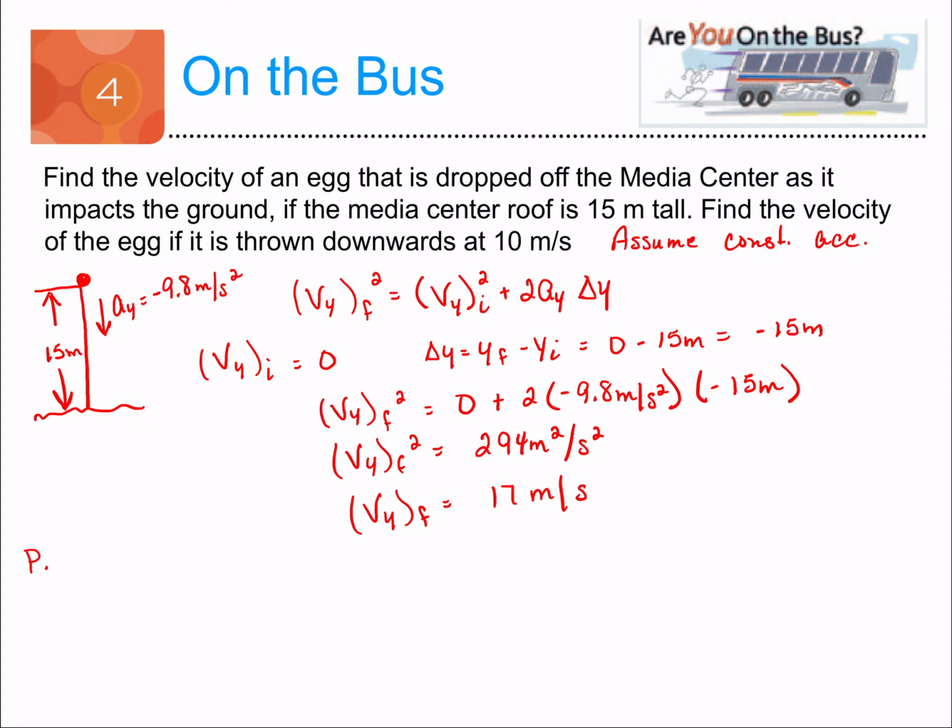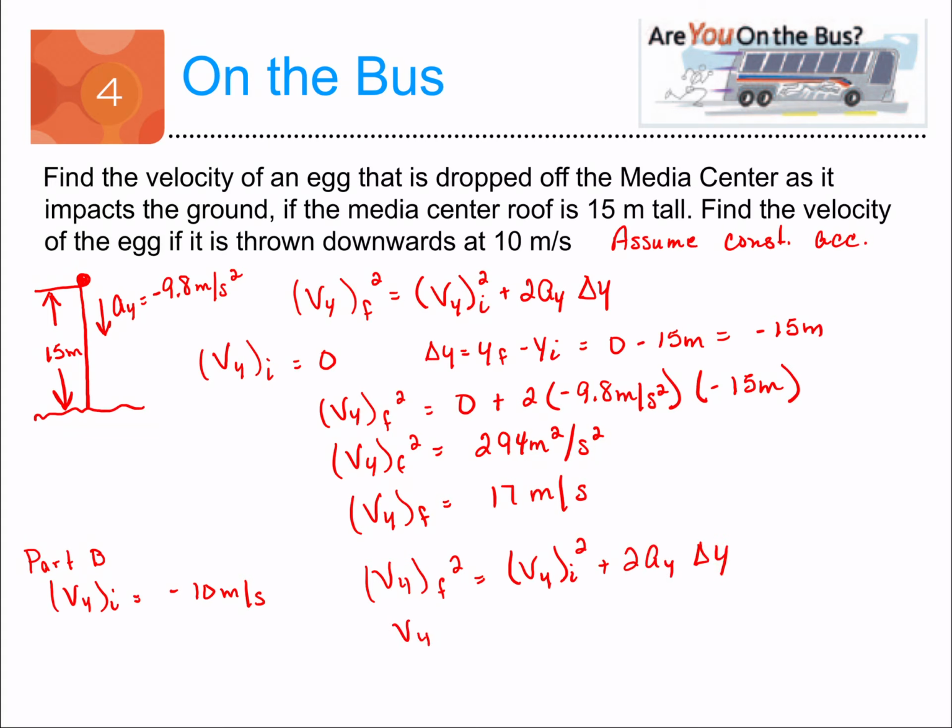Now for part B, we're going to throw that egg downward. So for part B, our Vy initial, instead of being 0 like it was in part A, is now going to be negative 10 meters per second. Okay, we can still use that same third kinematic equation. So we have Vy final squared equals Vy initial squared plus 2ay delta y.